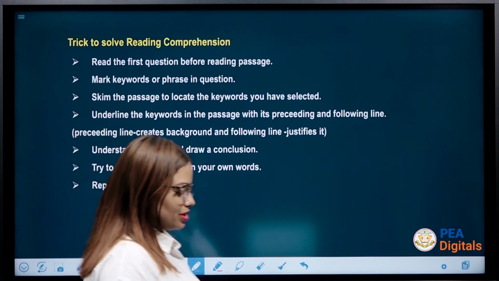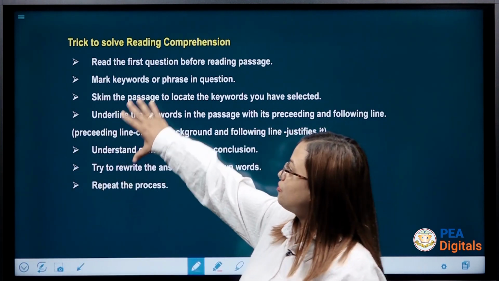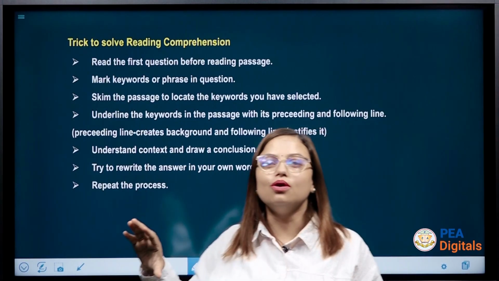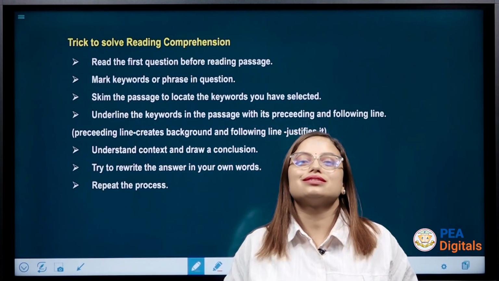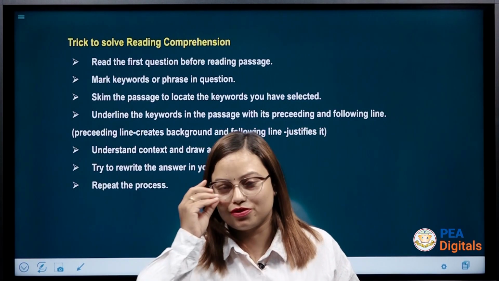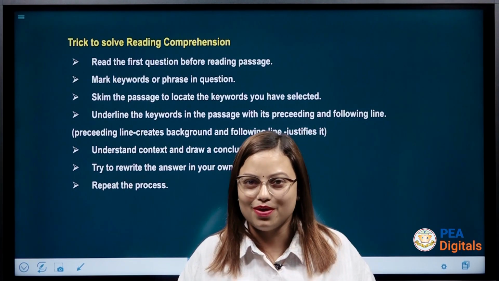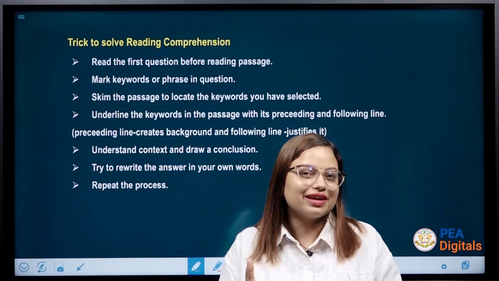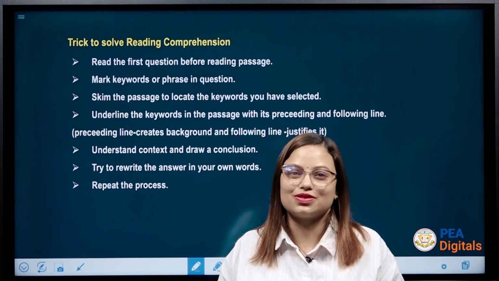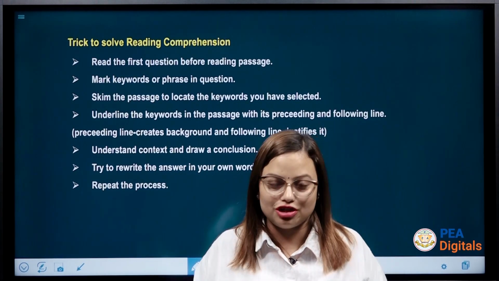And repeat the process. So these are the very techniques to reach your answer in reading comprehension. So reading comprehension is going to be a piece of cake for you all. It is not much of an issue for you.